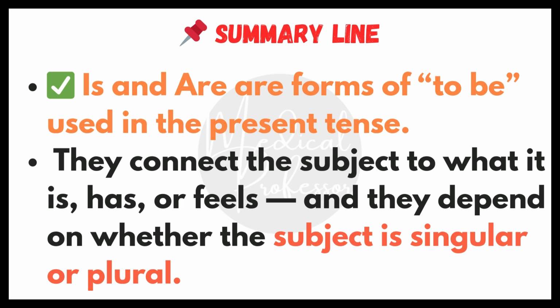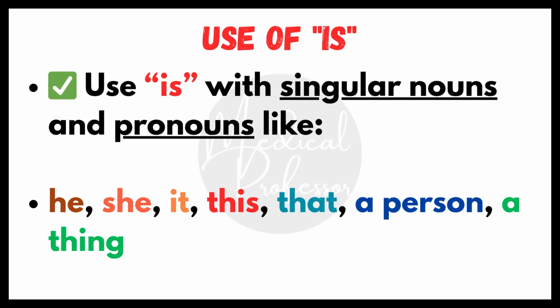Is and are are forms of to be used in the present tense. They connect the subject to what it is, has, or feels, and they depend on whether the subject is singular or plural. Now let's talk about is. We use is when we are talking about just one person, thing, or idea. That means a singular subject. Use is with singular nouns and pronouns.